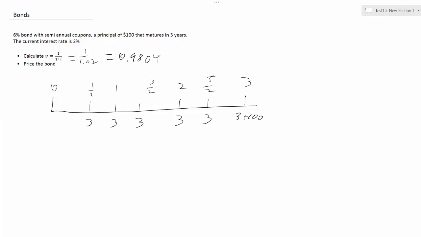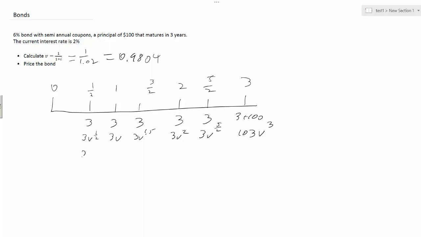Now, I need to discount these $3. So 3V. Oh, but what about that V would be if I had to wait a year. I only have to wait half a year. So V raised to the half, square rooted. That's for 3V because I wait a year. 3V to the 1.5, 3V squared, 3V to the 2.5, and this is worth $103, but I have to discount it for 3 years.